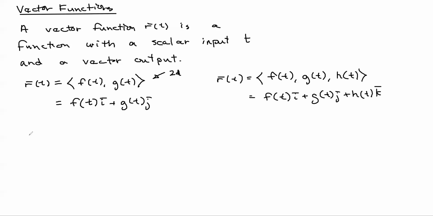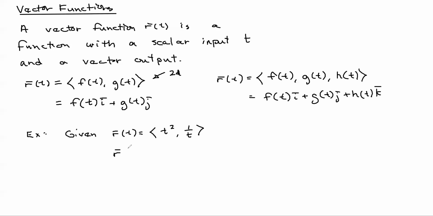So for example, let's do an example. We're given r of t equals t squared comma 1 over t. We can plug numbers into the vector function, just like in the past we've plugged numbers into individual functions. And when we do that, we plug the number into each of the individual functions, right?